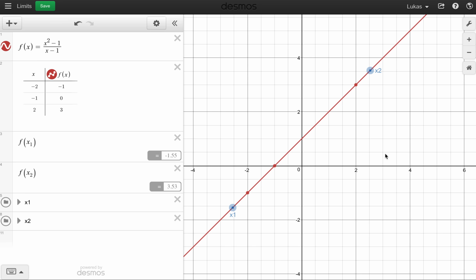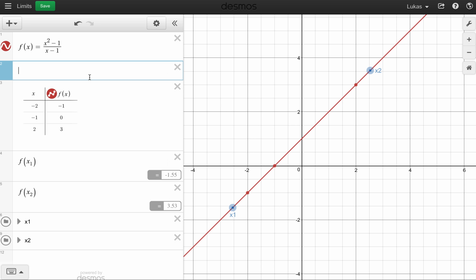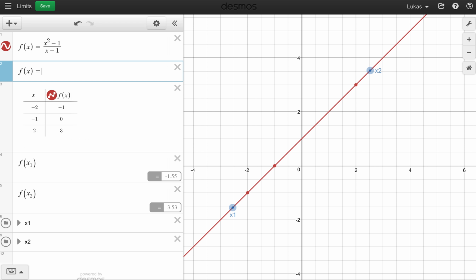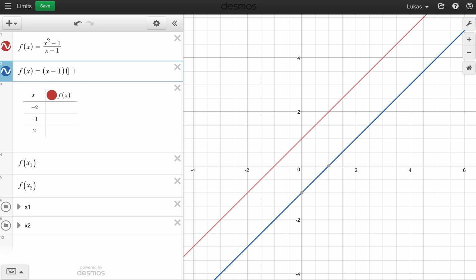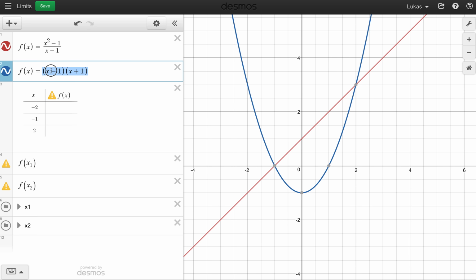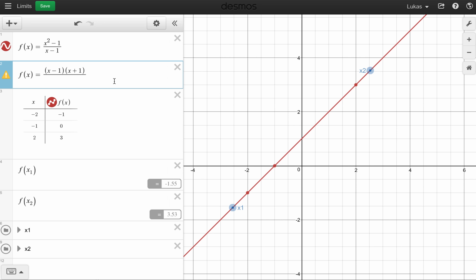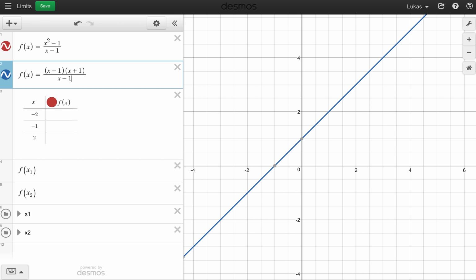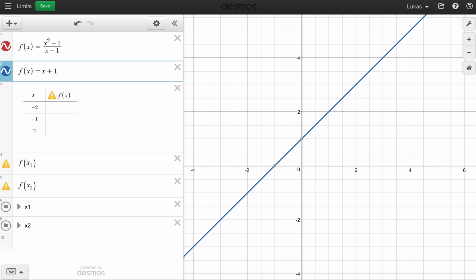So what's happening here? Well, if we look at this equation, just to quickly break it down, I'm going to insert an equation here. This is like saying f of x equals, we can factor this top thing, right? So it's like saying (x minus 1)(x plus 1), all over x minus 1, right, in the denominator. And look what happens here. These x minus 1s are going to cancel out. So basically this is just the equation. We're going to just be left with x plus 1, right?